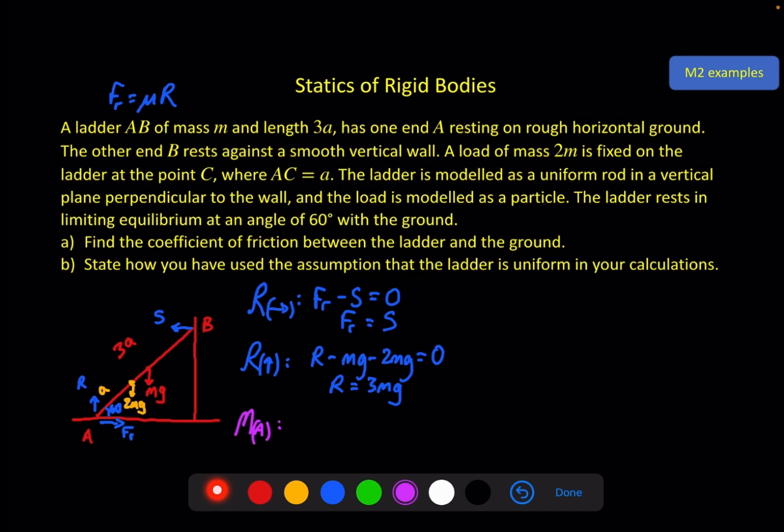So we know it's in static equilibrium, so the anticlockwise moments must equal the clockwise moments. Anticlockwise around this point is just the reaction S, and the distance there is the distance of the ladder, 3a, times the sine of 60 degrees. That gives us S times 3a sine 60. Clockwise moments about A, 2mg times a cosine of 60. And also mg times 1.5a cosine of 60.